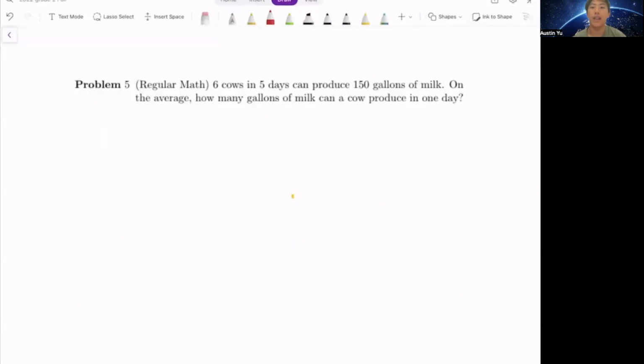6 cows in 5 days can produce 150 gallons of milk. On the average, how many gallons of milk can a cow produce in 1 day? We are given that 6 cows in 5 days can produce 150 gallons of milk. Therefore, we can just divide 150 gallons, so that would just be gallons, divided by 6 cows to limit it to 1 cow in 5 days. So 6, that would just be the cows.